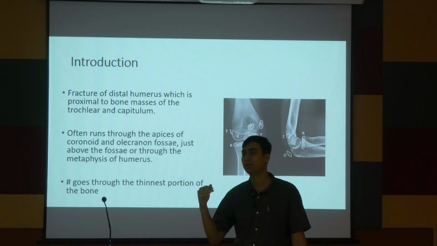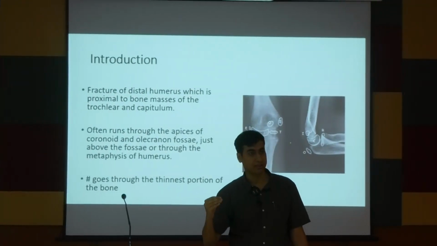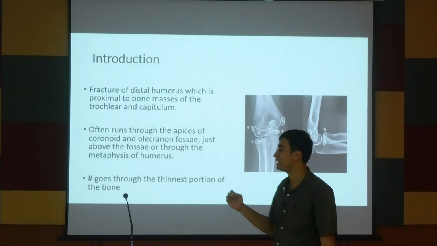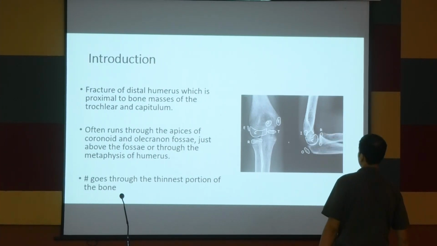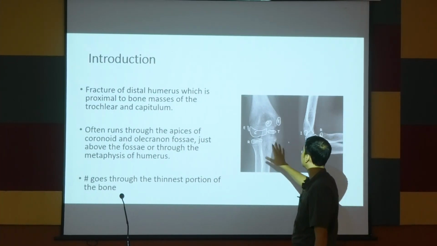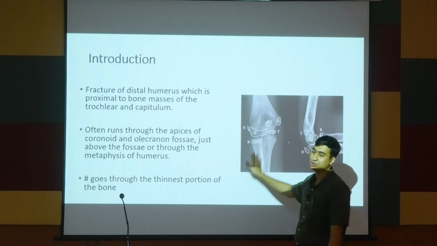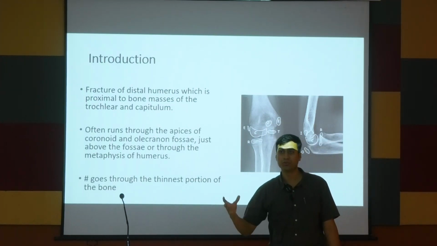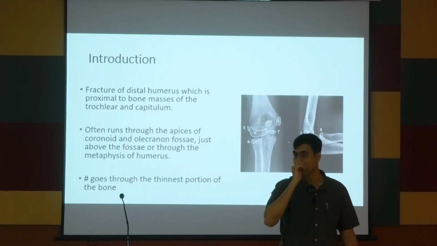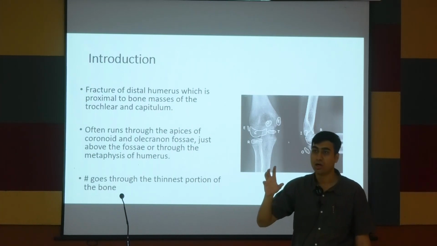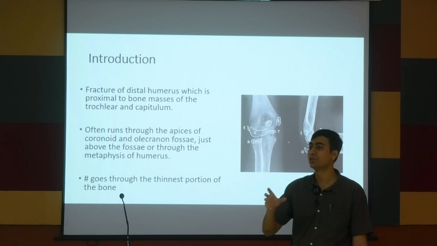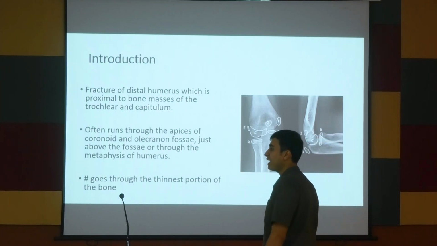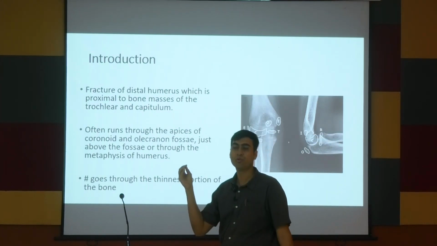So this is an extra-articular fracture. You need to understand that. It does not affect the elbow joint and it goes through the olecranon fossa. So there are some important structures around the elbow that you need to understand. Distal humerus, in your first year you would have read that distal humerus consists of a capitulum, consists of a trochlea.